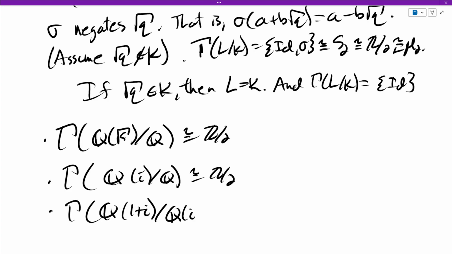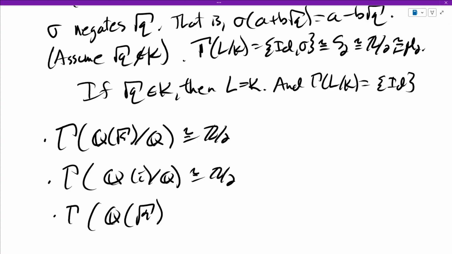The Galois group of Q adjoin, I don't know, like 1 plus i over Q adjoin i. Of course, 1 plus i, I guess that's not really a quadratic. Let me take that back. Let's see. A quadratic where we add the square root of something and it's already there is escaping me. I guess we could do something like Q adjoin the square root of 4 over Q.